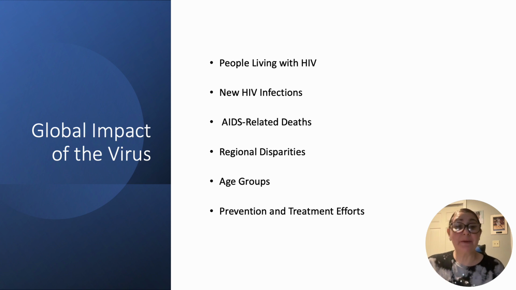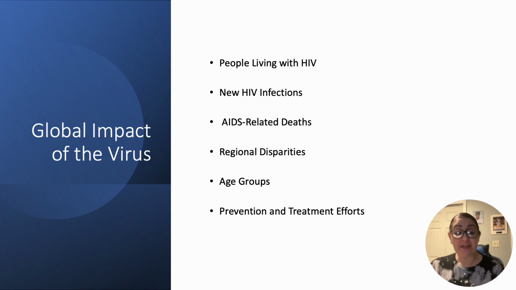We will now discuss the impact that HIV has had on a global level. In 2020, approximately 37.7 million people were living with HIV globally. Africa remains the most affected region, accounting for the majority of global HIV cases. In 2020, again, there was also an estimated 1.5 million new HIV cases worldwide.